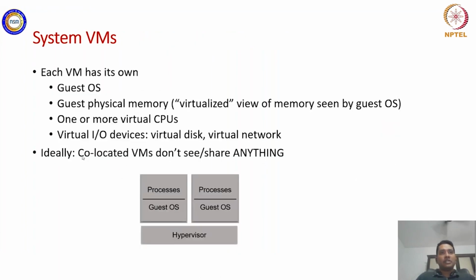So in system level virtual machines, we can see that each virtual machine has its own guest OS, its own guest physical memory, which is a virtualized view of the memory seen by this guest OS, and one or more virtual CPUs based on the allocation by the hypervisor, and virtual IO devices, which are abstracted by the hypervisor for this virtual machine. Now, ideally, you can see that these two guest OSs cannot see or share anything between them. So that is the main idea for system level or system virtual machines.